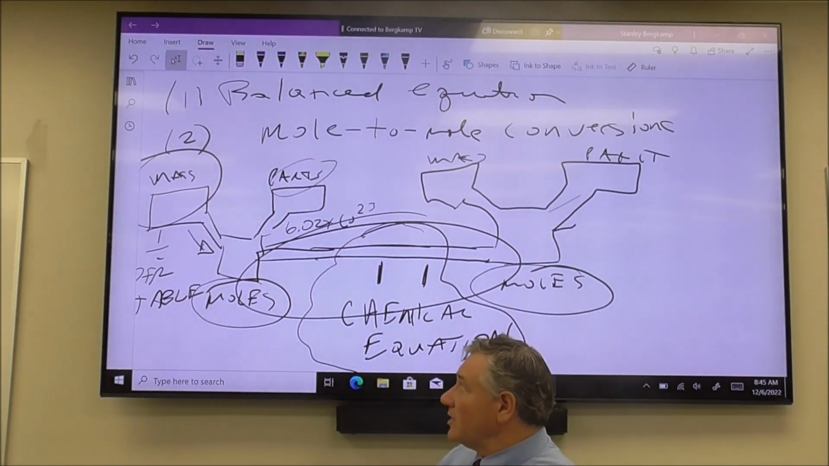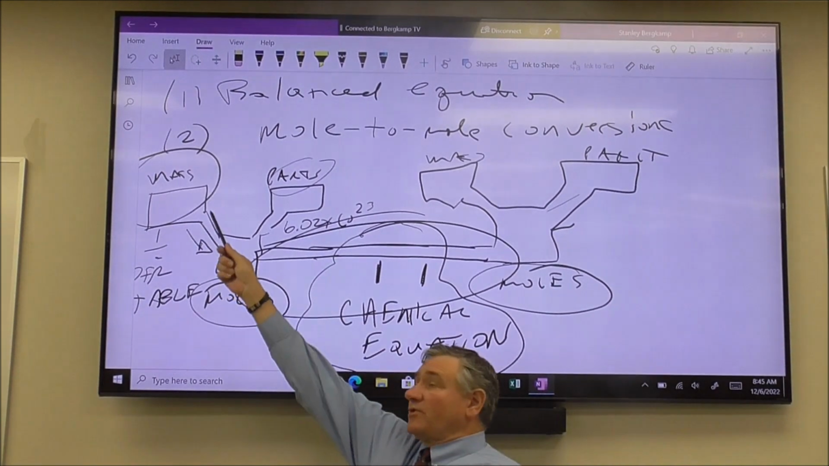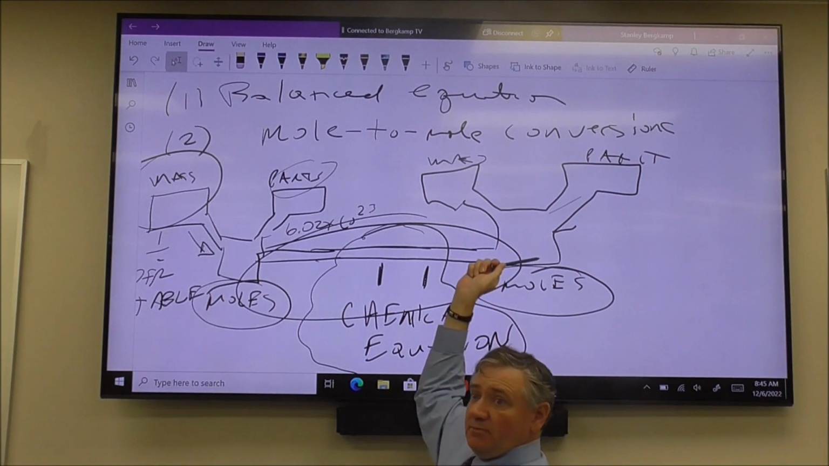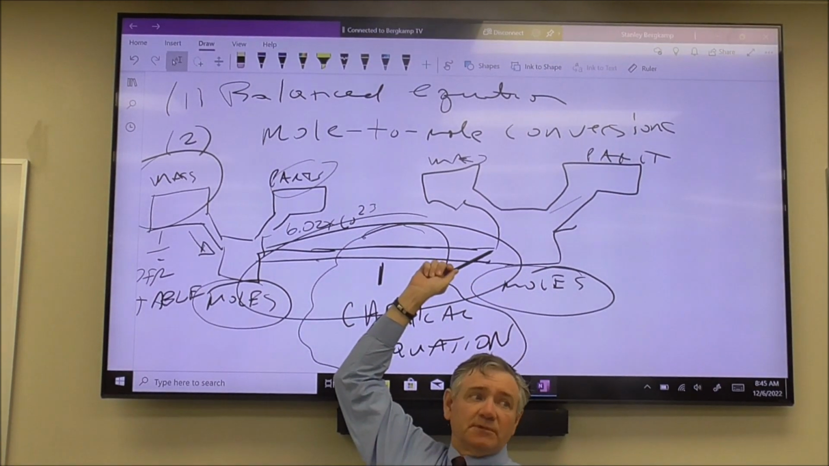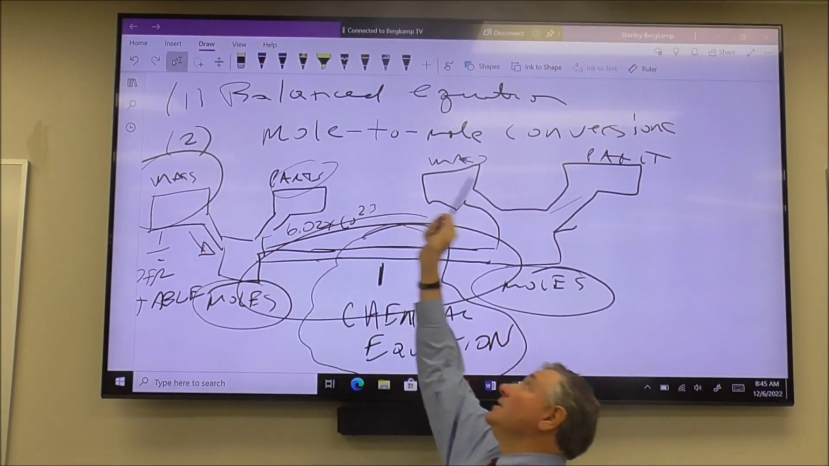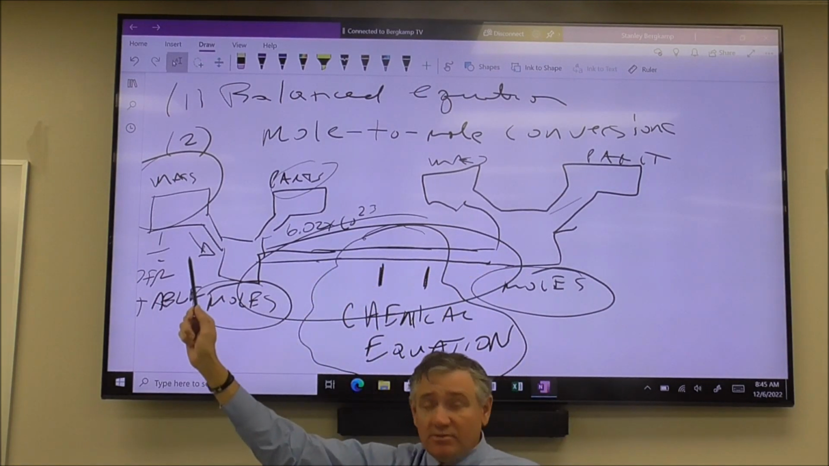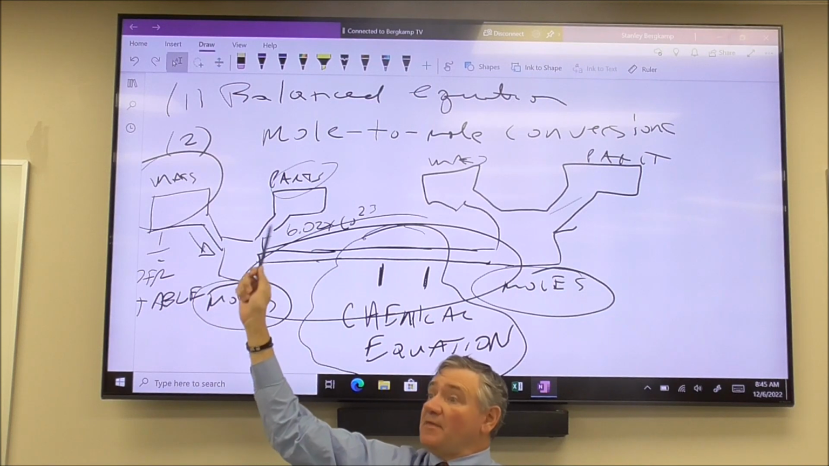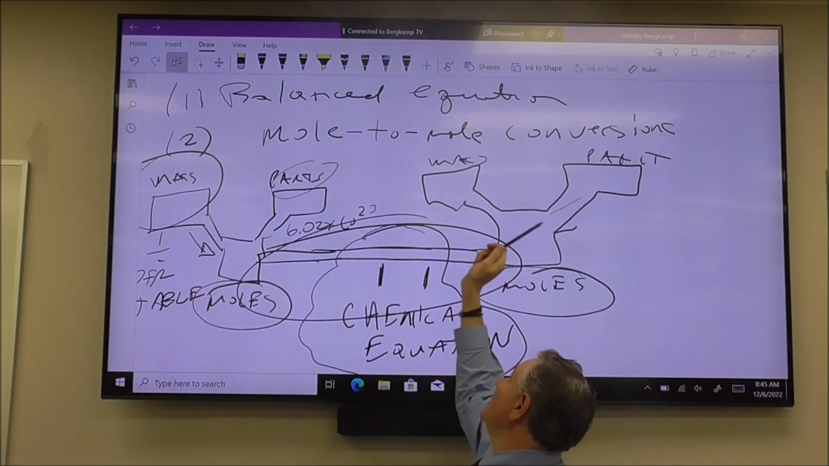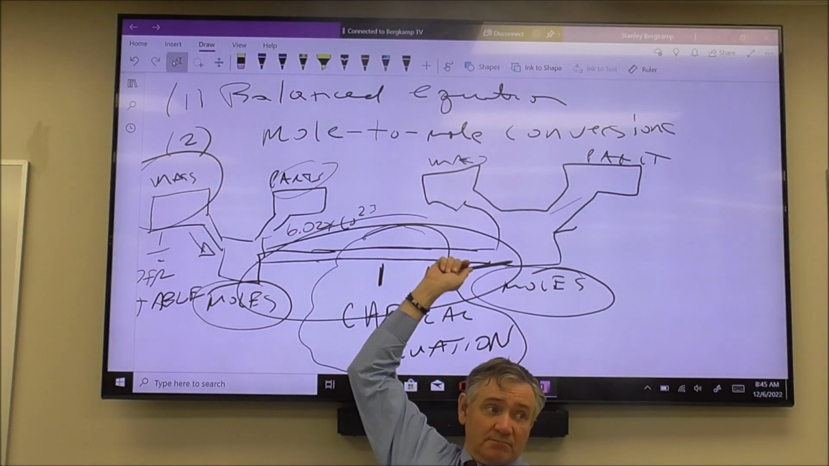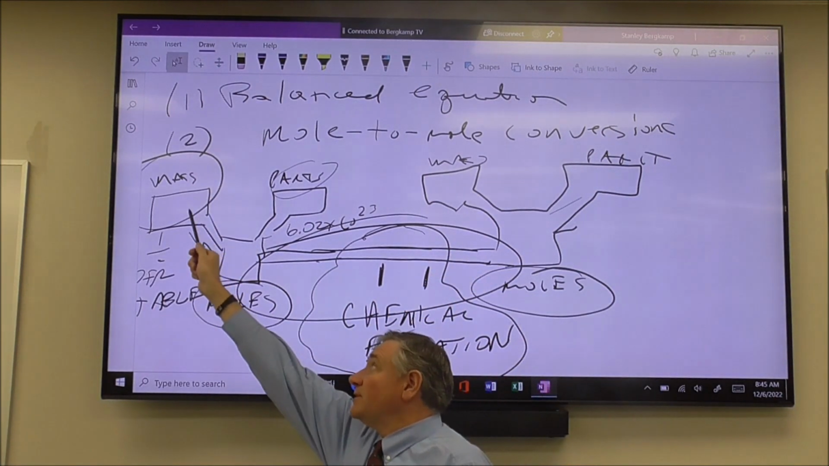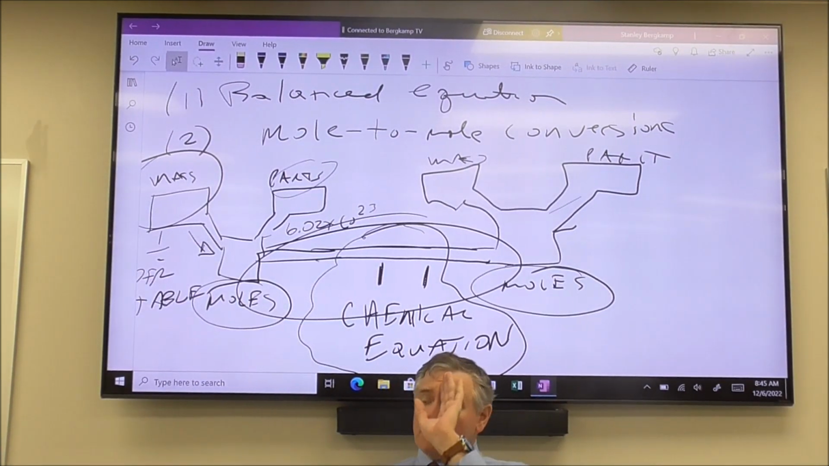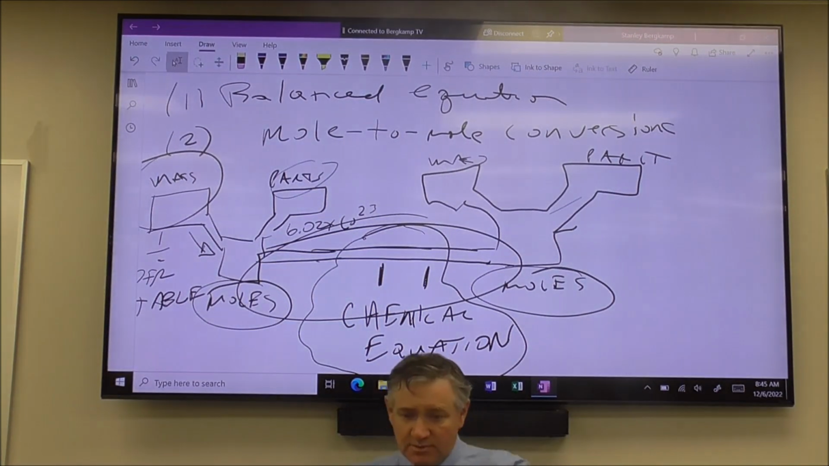So here's what's important. I cannot go from grams of aluminum straight over to moles of aluminum oxide. Can't do it. But what I can do is go from grams of aluminum into moles of aluminum, and then from moles of aluminum to moles of aluminum oxide. I cannot go directly from here to here. This is why you have to think this through.